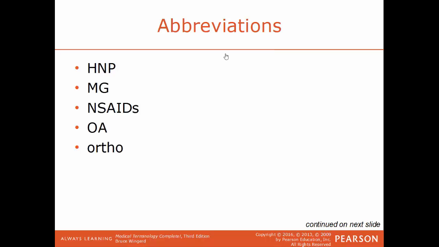HNP is a reference to a herniated disc. It formally references the herniated nucleus pulposus. The NSAIDs, the non-steroidal anti-inflammatory drugs, like aspirin, like ibuprofen, like Aleve. The next one, OA, is for osteoarthritis. The RA stands for rheumatoid arthritis. RICE, method of treatment, rest, ice, compression, and elevation.